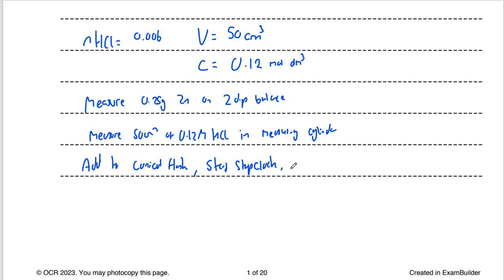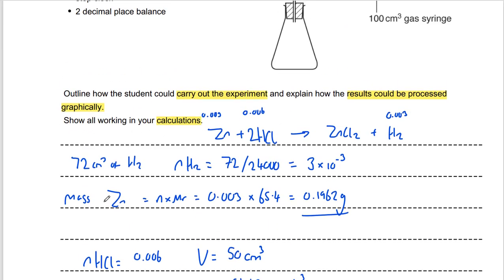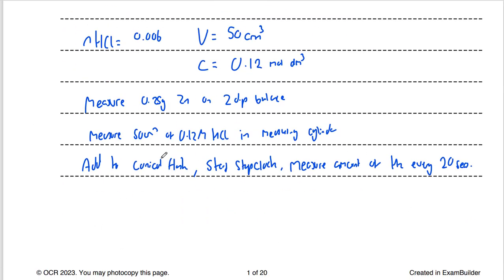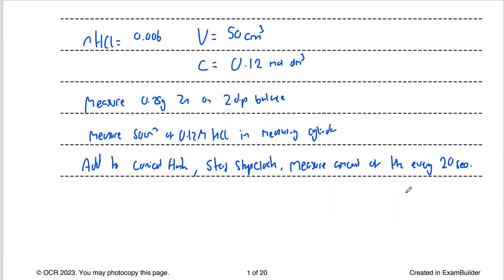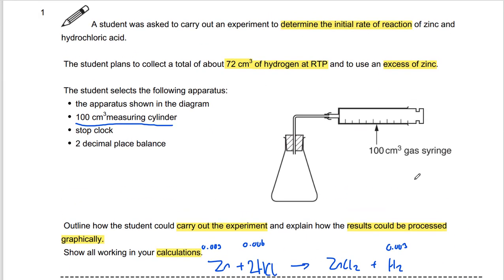So measure amount of H2 every, I don't know, every 20 seconds. Okay, it can be every 10 seconds. As long as it's a sensible interval, you'll get the mark. That's it. So that's the method. You can say how long you want to do it for. You can just put until reaction finished, until gas is stopped. You can go as long as you want. Really, it doesn't matter.